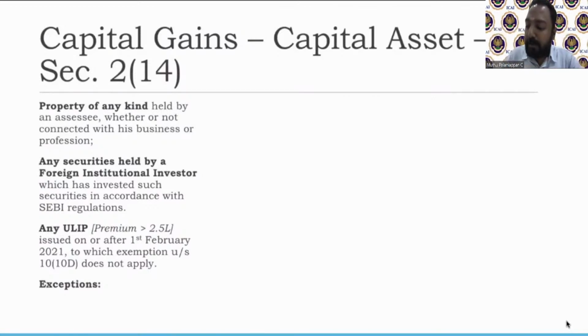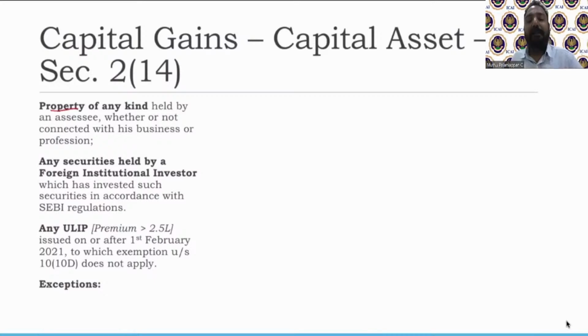When you say property, you are trying to say that both your movable and immovable property are included, held by an assessee. It must be held by an assessee, whether or not connected to his business or profession. We are not talking about whether he is doing some business or not. It could also include your personal assets which do not belong to your business. So a capital asset need not be for business alone; it could be for your personal purpose also. That's why they say it is whether or not connected with business or profession. That's how it is generally defined.